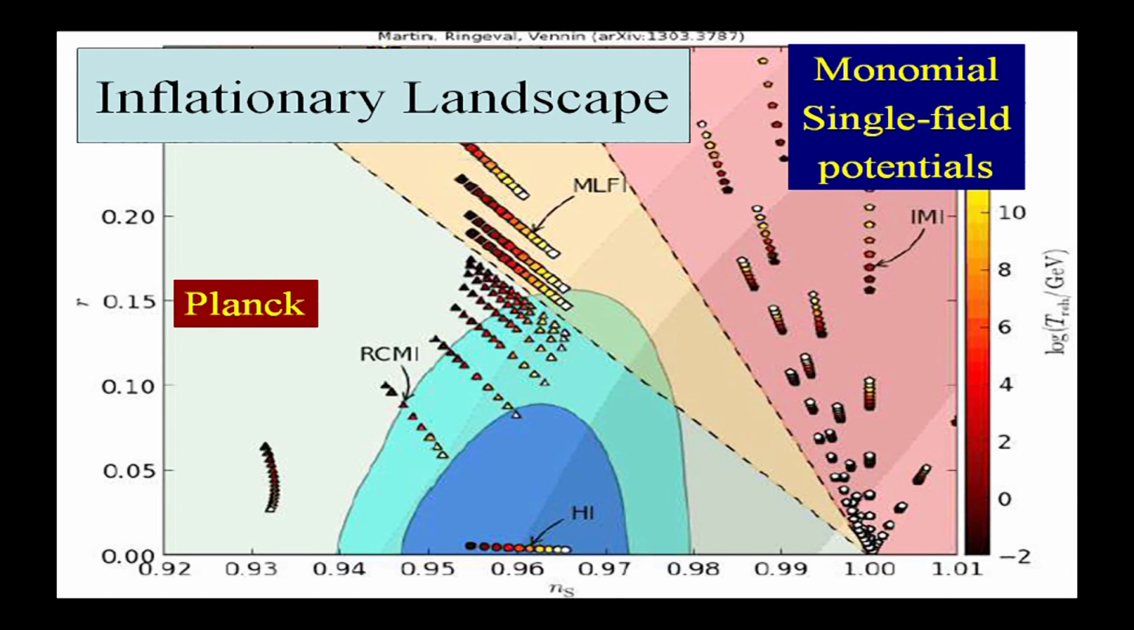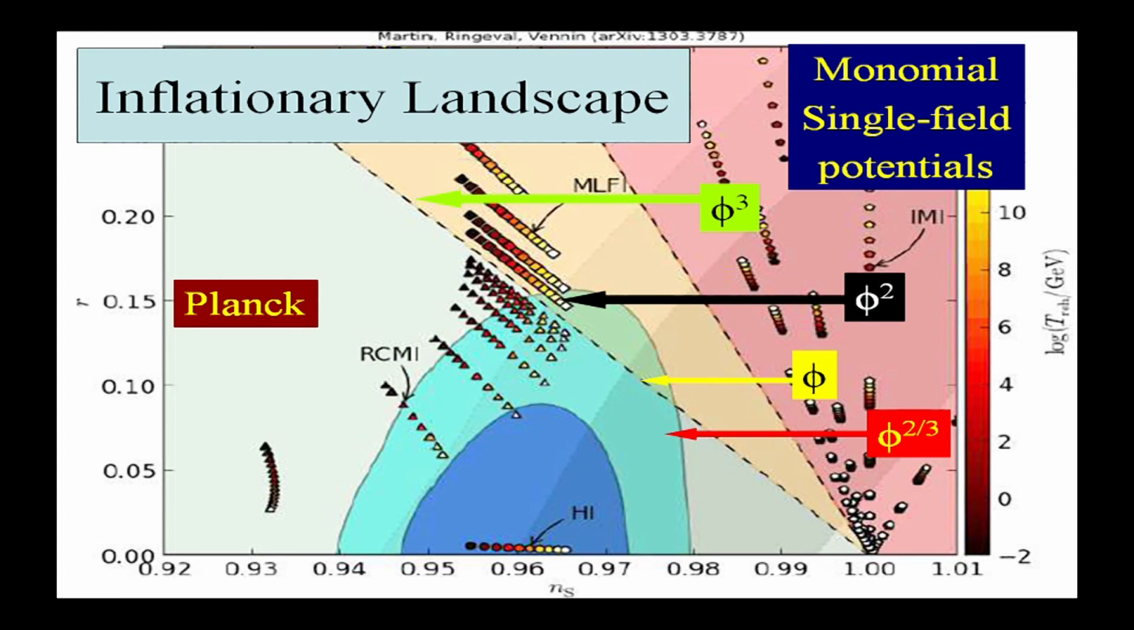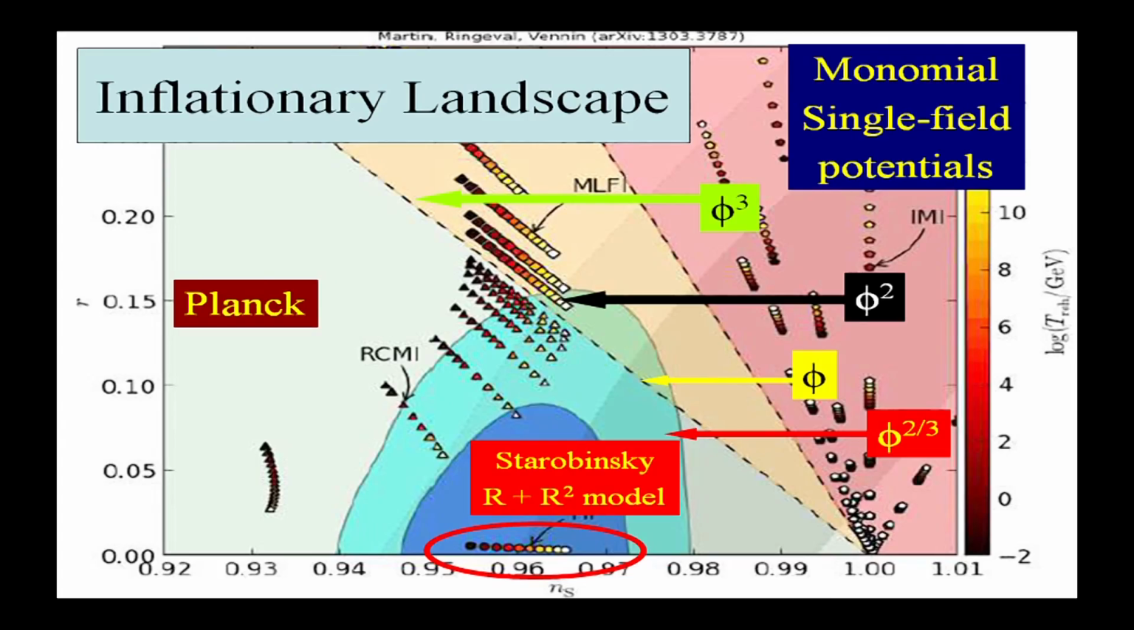So this is the inflationary landscape, which was revealed to us by the Planck satellite. And these spots here on the screen are mainly monomial single field potentials like phi cubed, phi squared, phi to the 2/3. Those make predictions which were in some tension with the Planck data. The model which was not in any tension with the Planck data was the Starobinsky model, where you just put in an R squared term in your effective theory of gravity.